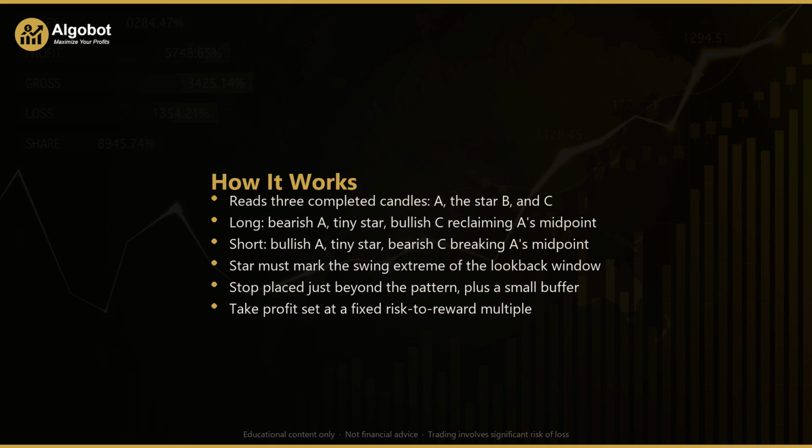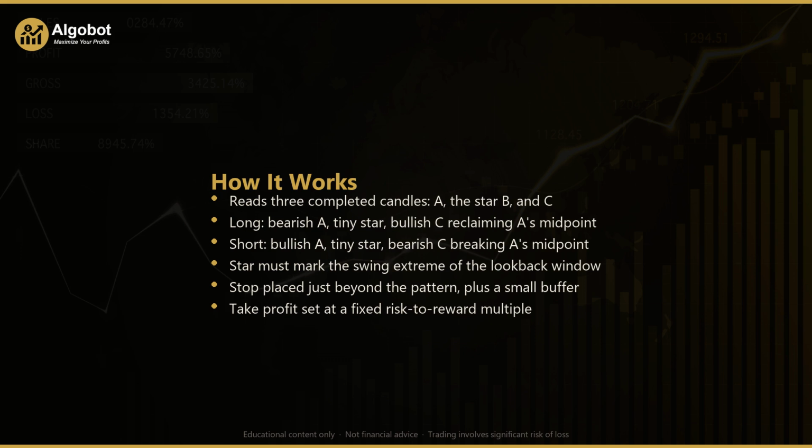Now let's walk through the exact logic, step by step. The strategy acts only once per freshly closed bar, and it only ever holds one position at a time. When a new bar closes, it looks at the 3 most recently completed candles. We'll call them A, B, and C. Candle A is the oldest, candle B is the middle star, and candle C is the most recent close.